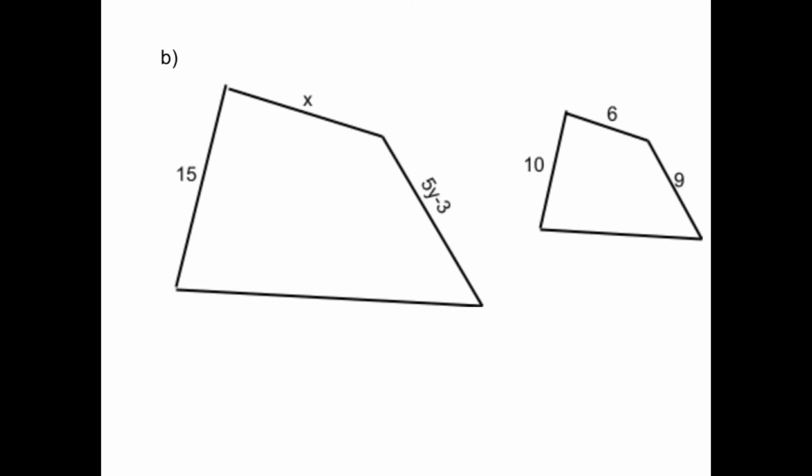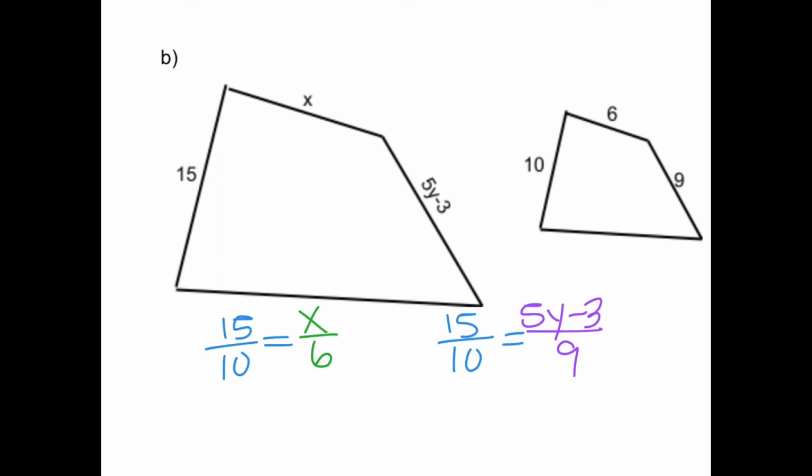I'd like you to pause the video right now and see if you can set up these proportion equations yourself, paying attention to your variables, left to right, big to small. Go ahead and set that up. So I went left to right again, big to small. The 15 and the 10 are on corresponding sides, so I use that as my base ratio, 15 to 10. Then the x matches with the 6, and the 5y minus 3 matches with the 9. So we can solve these proportion equations for x and y.